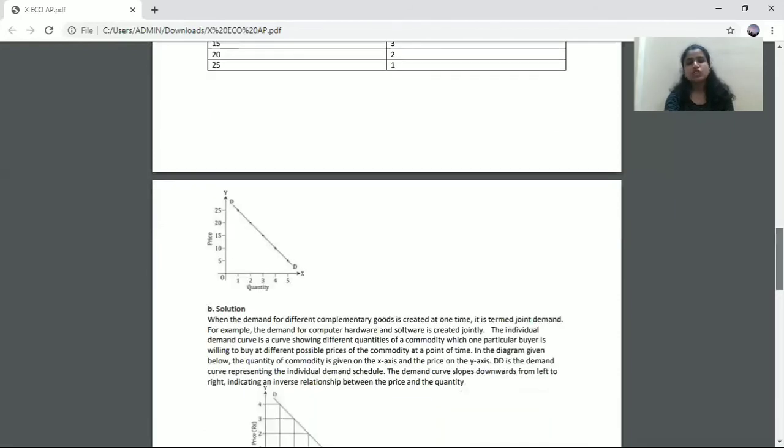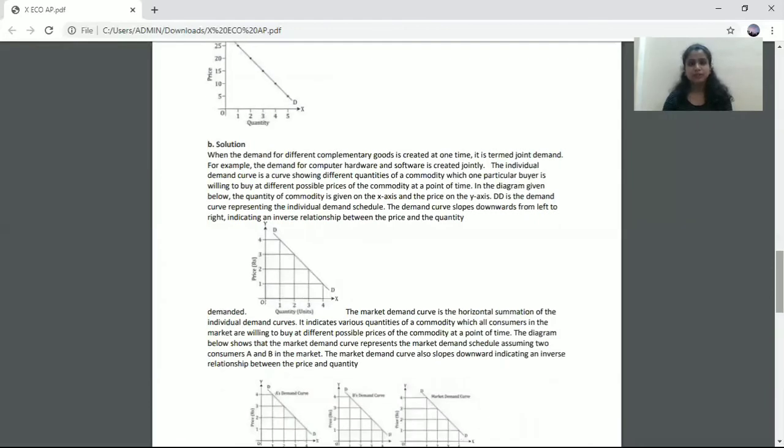Now the next question, that is question 3B, is define joint demand with the help of a diagram. Explain the difference between individual demand and market demand. So clearly there are two parts to this question. First, you will answer the first part. What do you mean by joint demand? You can answer it in your own words, that when two commodities are demanded at the same time to satisfy one single want, it is known as joint demand. You can give examples, it will enhance your answer.